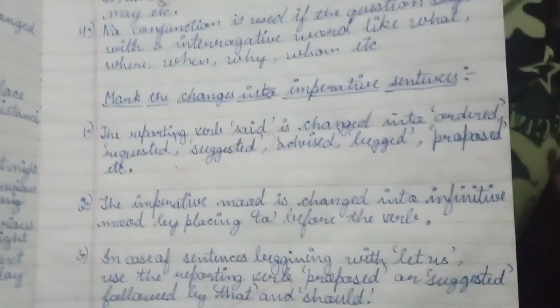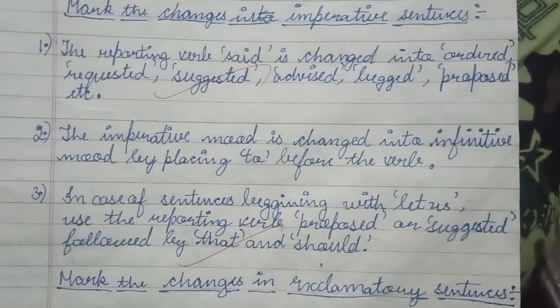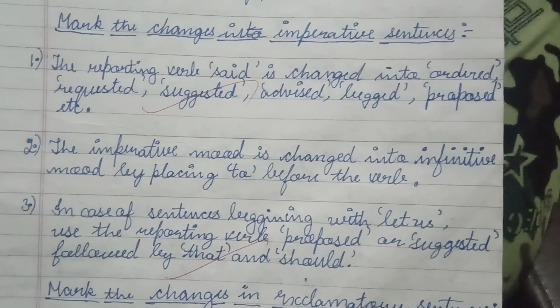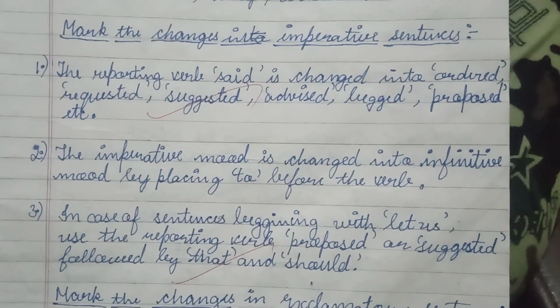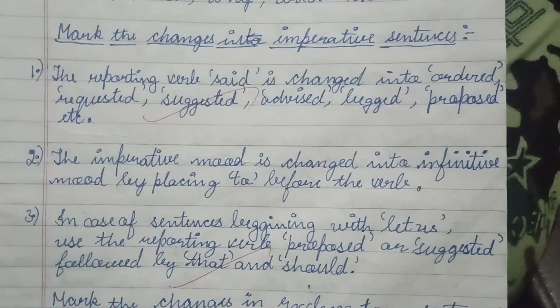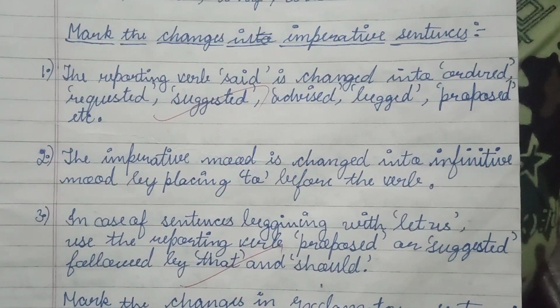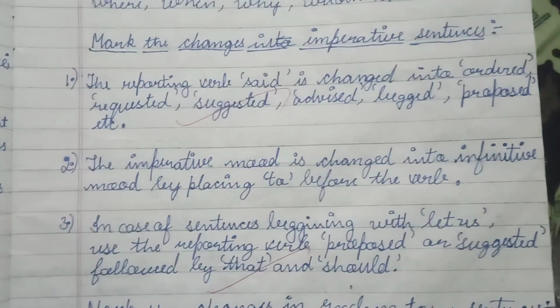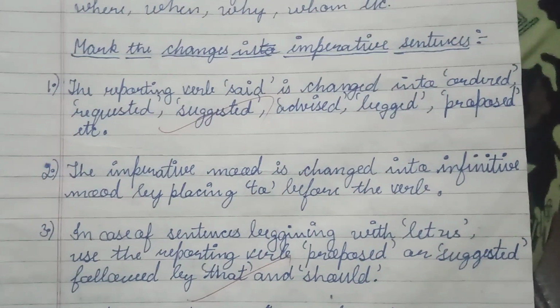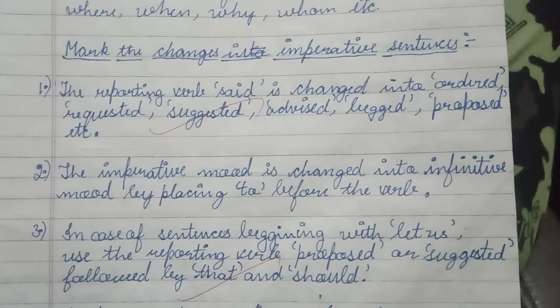Coming to imperative sentences. Let us mark the changes in imperative sentences. First one, the reporting verb said is changed into ordered, requested, suggested, advised, begged, proposed, etc. And these reporting verbs will be depending on the mood of the imperative statement.